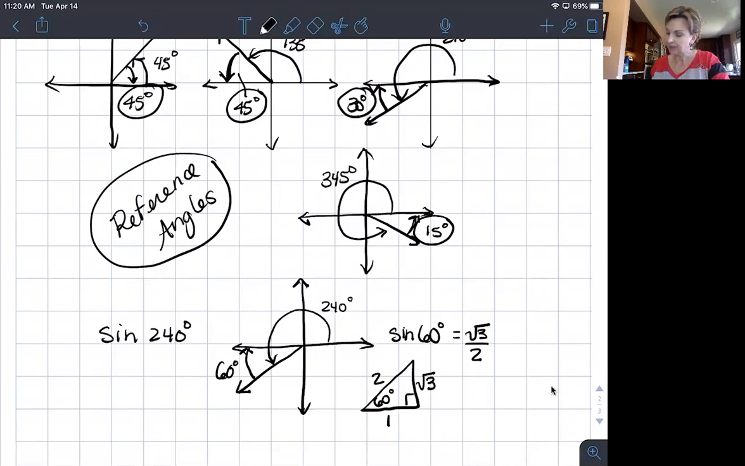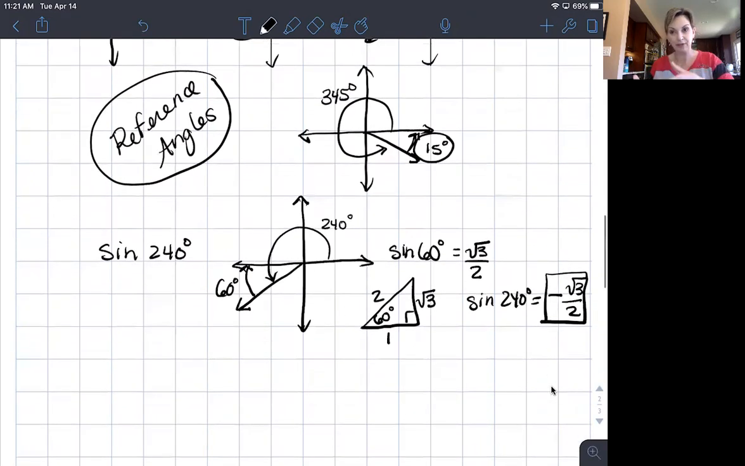All right, but we're actually solving for the sine of 240, which is in quadrant 3. Is sine positive or negative in quadrant 3? All students take calculus. This is sine. So it's not positive. Tangent's positive in quadrant 3, not sine. Sine would be negative in quadrant 3. So the sine of 240 degrees would be negative square root of 3 over 2.